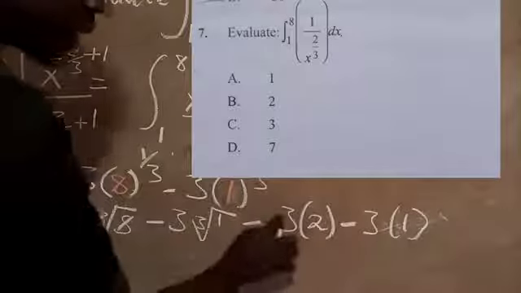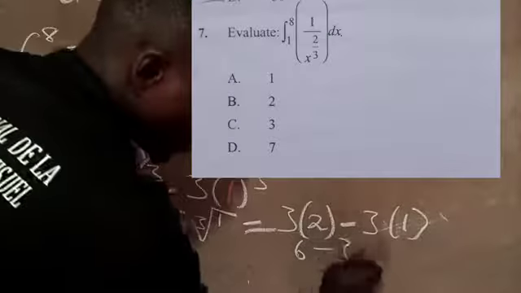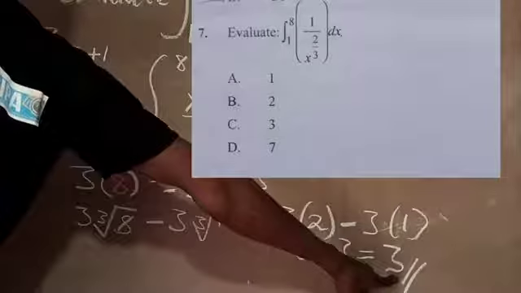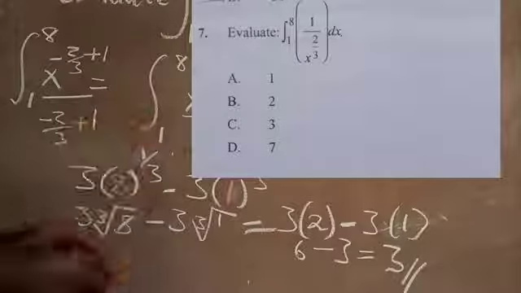So if I simplify, 3 times 2 gives me 6, minus 3 times 1, which is 3. 6 minus 3 gives me 3. If you evaluate, you have 3 as your final answer. You need to keep track of that. This is the area under this curve. The area is 3.